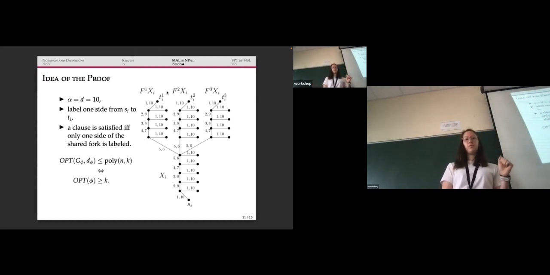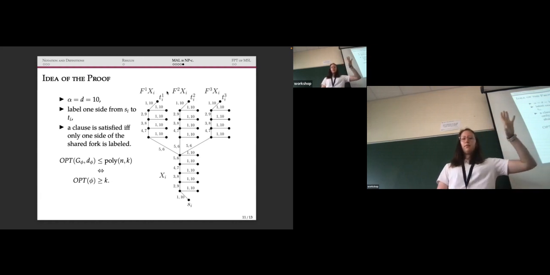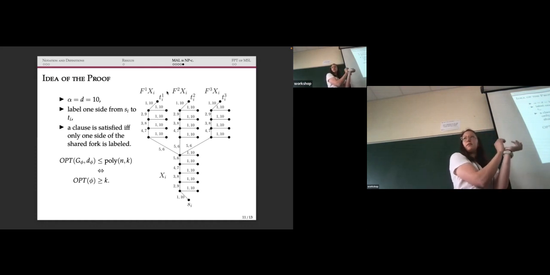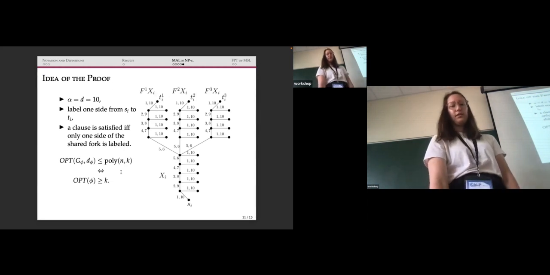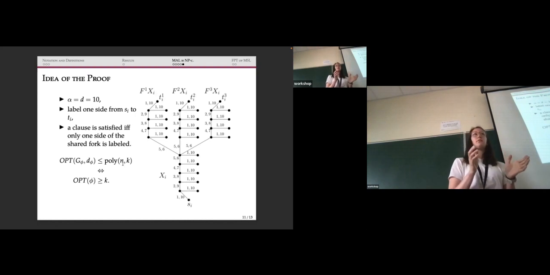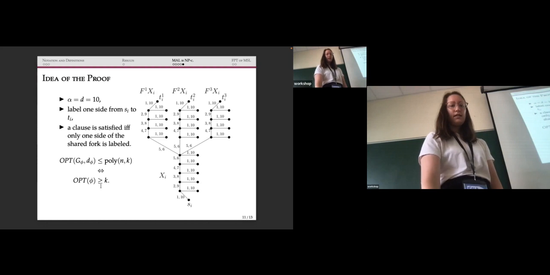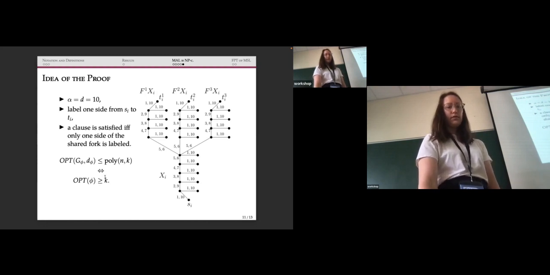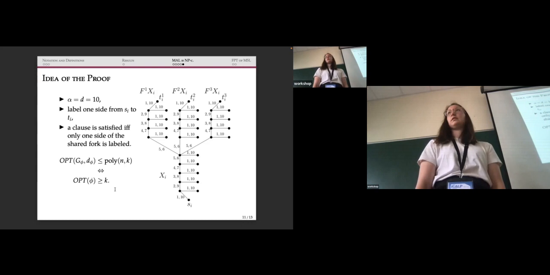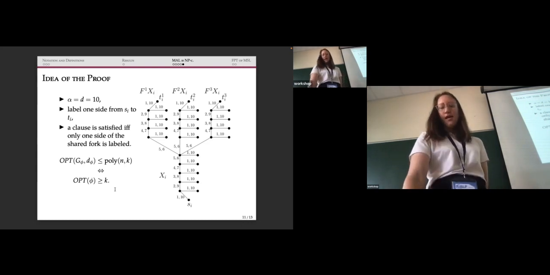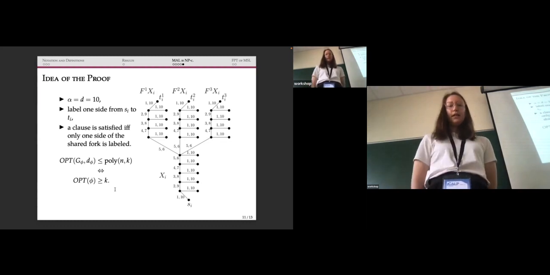Using this, we prove the theorem, or this inequality, that if we get some optimum labeling for these gadgets, this temporal graph that we built from our formula, which is of size polynomial in n and k, we have a certain number, but I didn't want to write it down because it's not important so much here. Then this is going to be true if and only if we satisfy at least k clauses. And okay, this actually finishes the proof.